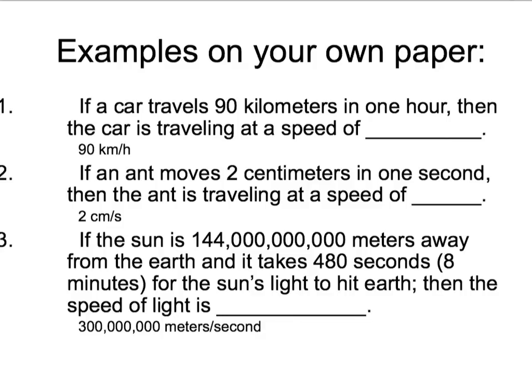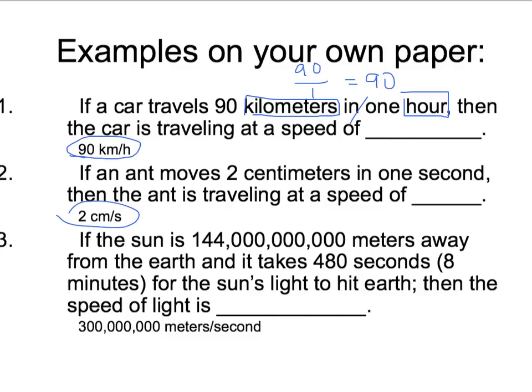Some examples on your own paper. If a car travels 90 kilometers in 1 hour, the car is traveling at a speed of, and the answer is already written here for the PowerPoint, 90 kilometers per hour, because it's your distance divided by your time. We have to pay very close attention to the units you're given, kilometers and hours, and you just put a little slash in there. If an ant moves 2 centimeters in 1 second, then we could say the ant's traveling 2 centimeters per second.